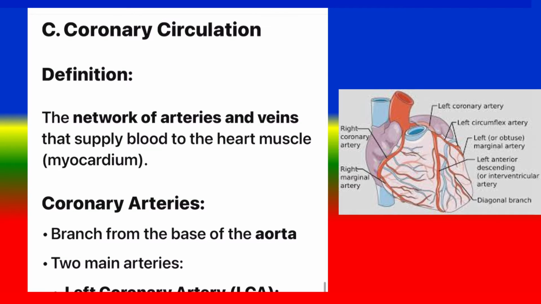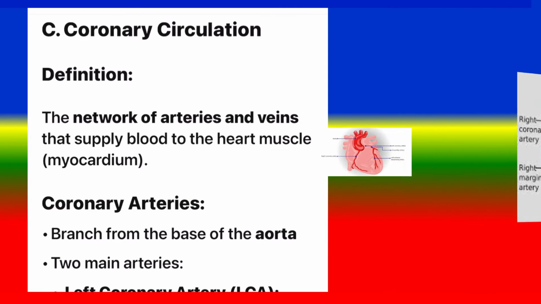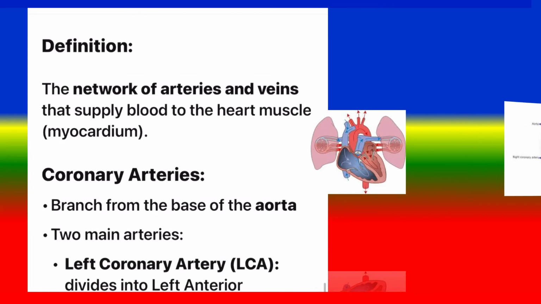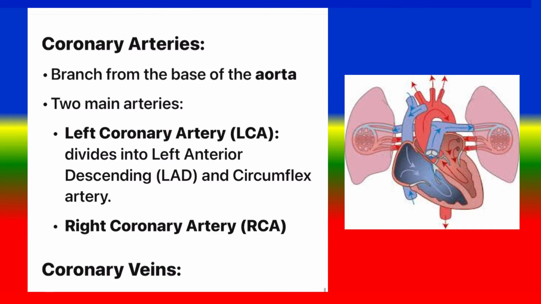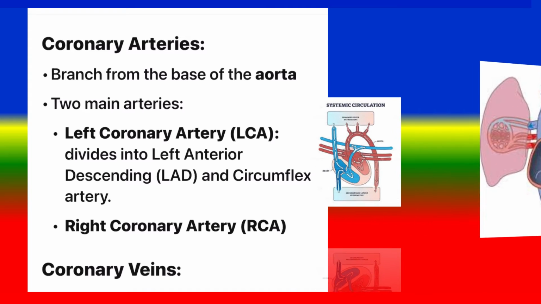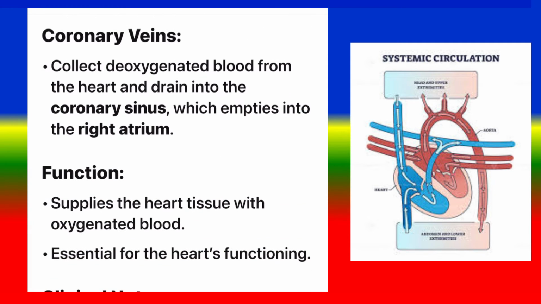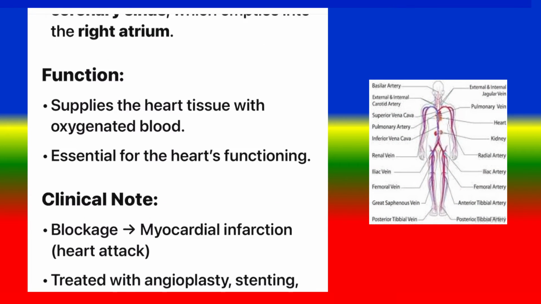C. Coronary circulation. Definition: the network of arteries and veins that supply blood to the heart muscle, myocardium. Coronary arteries branch from the base of the aorta, two main arteries. Left coronary artery, LCA, divides into left anterior descending and circumflex artery. Right coronary artery, RCA. Coronary veins collect deoxygenated blood from the heart and drain into the coronary sinus, which empties into the right atrium. Function: supplies the heart tissue with oxygenated blood, essential for the heart's functioning.